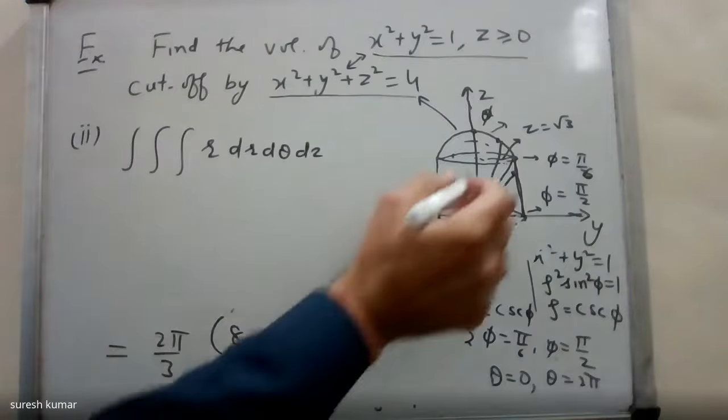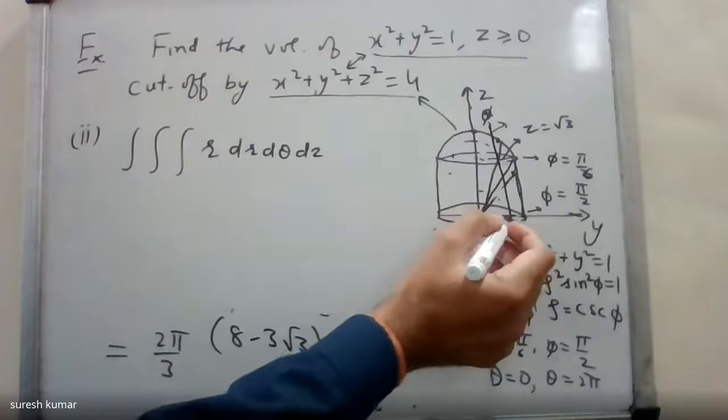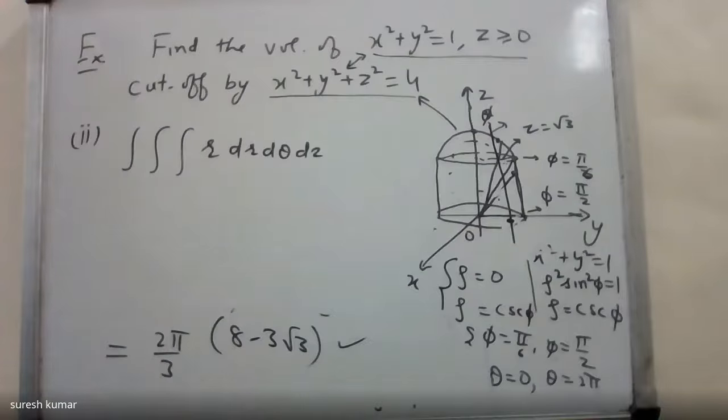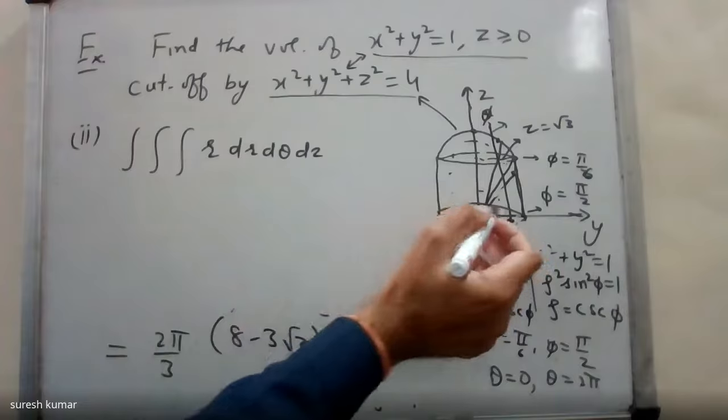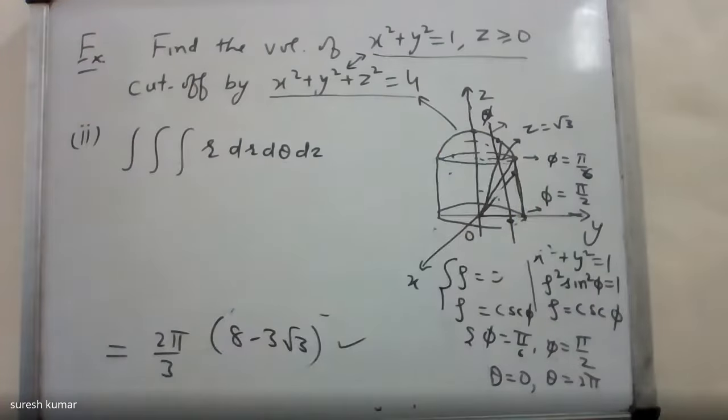For z limits, it's very simple. Draw a line through the region parallel to the z axis and see where it enters. It enters through the lower base circle and goes out of the spherical surface. So what are the z limits?